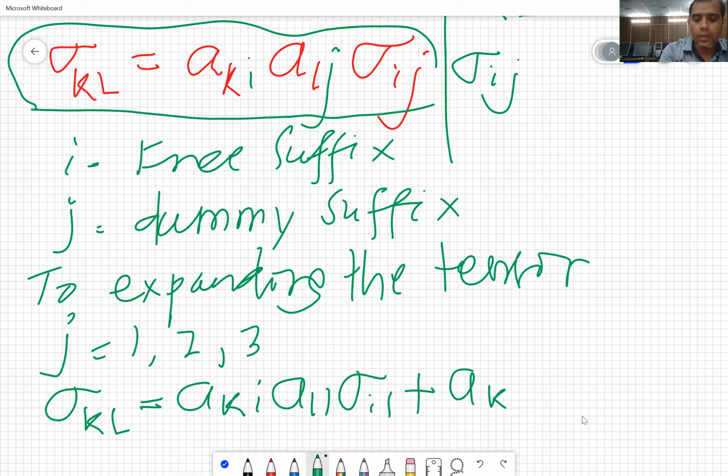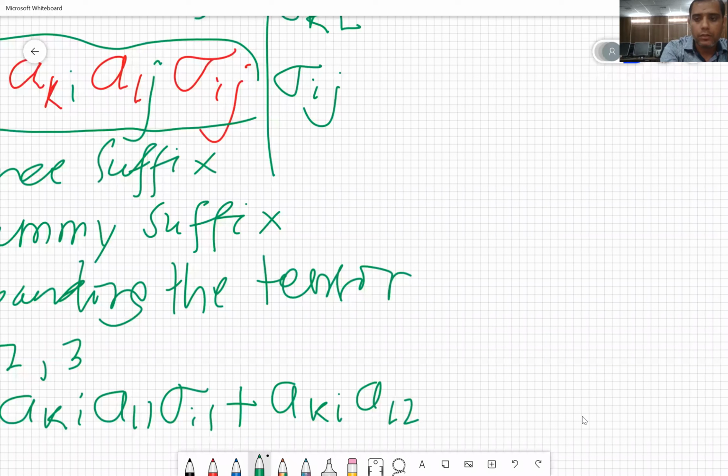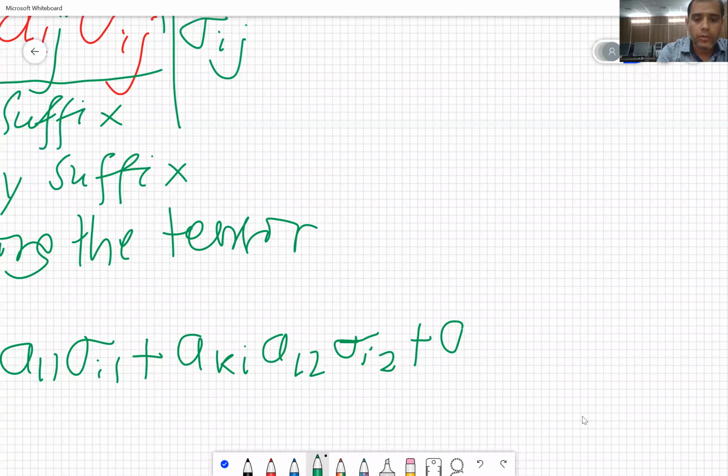Again, A K I, A L2. I'm checking the screen. A L2 plus, sorry, sigma I2. This is I sigma I2 plus A K I, A L3 sigma I3. This is the equation. Summation over j is equal to 1, 2, 3.